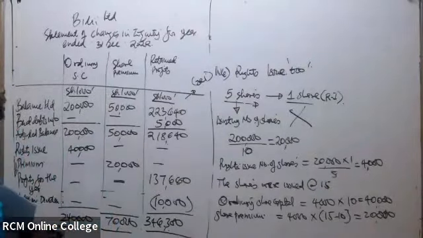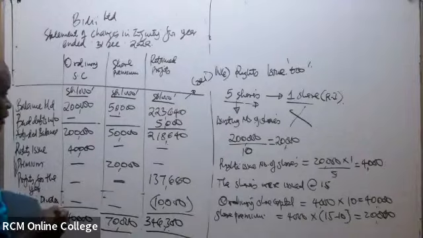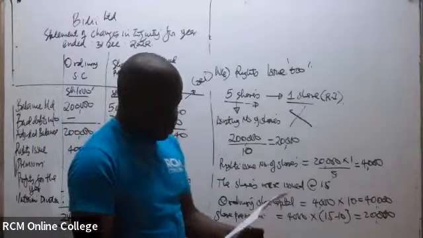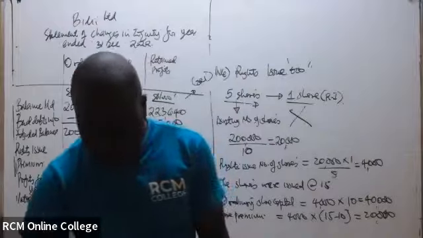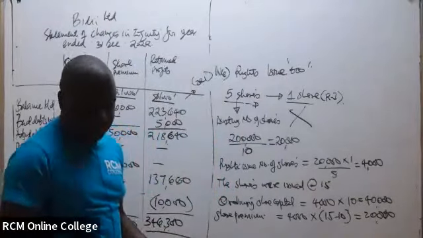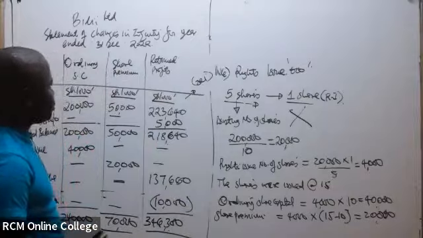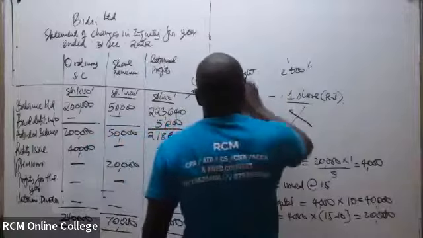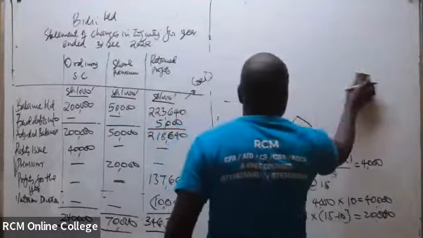Statement of changes in equity. So now we can look at the last item, which is the statement of financial position. But before we look at that, we can do another working.